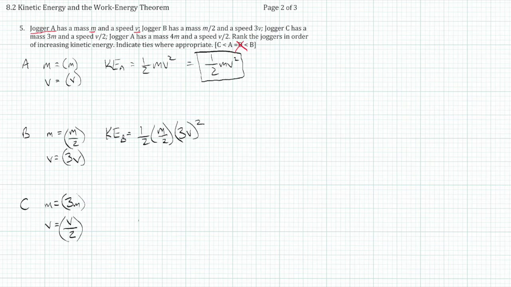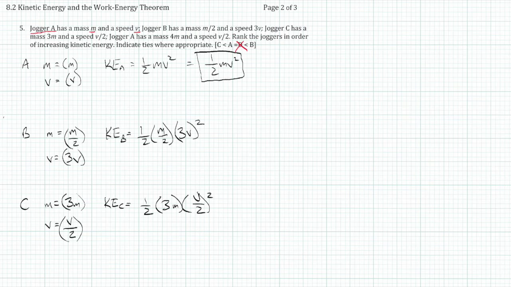All right, and likewise, we'll do the same thing for C, and then we'll simplify this. So what is the kinetic energy of jogger C? Well, it's 1/2 mv squared. What's the m? The m is 3m, right? And the velocity squared is v/2, that whole quantity squared right there. So let's go ahead and simplify these.